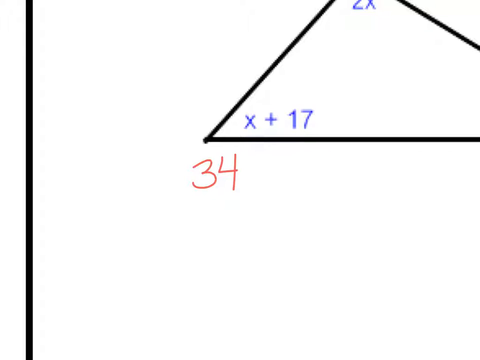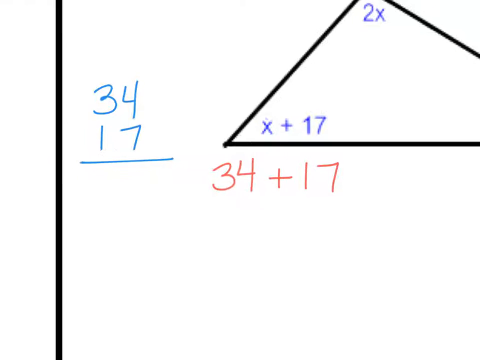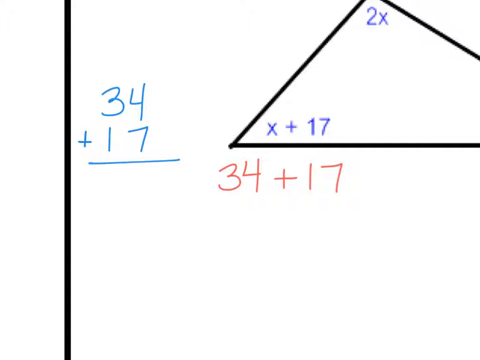So it's going to be 34 plus 17. If you cannot do this addition in your head, then you can write it out like we've been doing recently. 34 plus 17, that's 4 plus 7 is 11, carry the 1. 51, does that sound right? All right, so that means that this angle is 51 degrees.